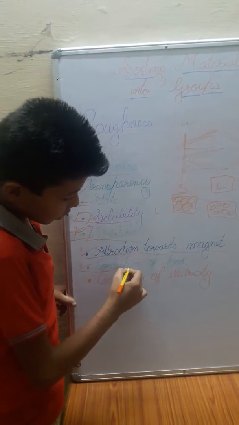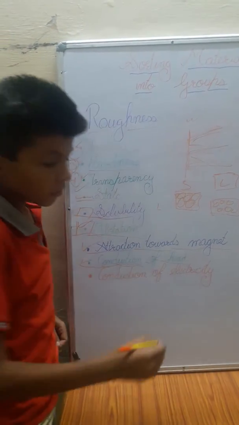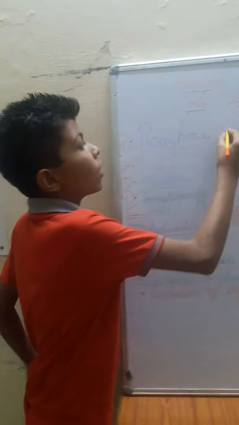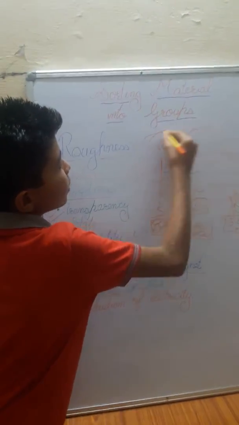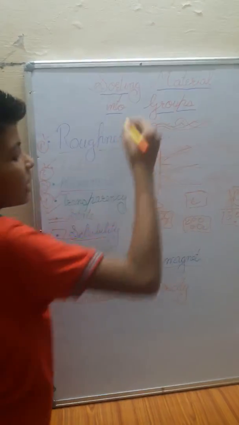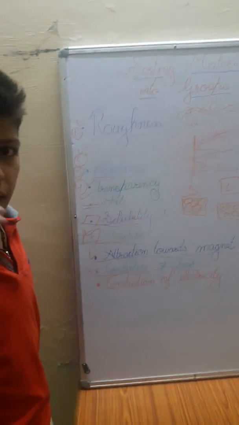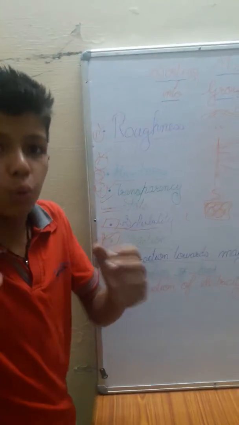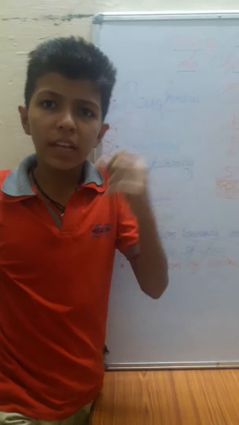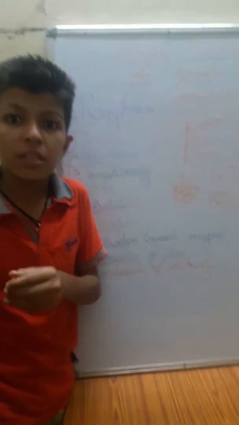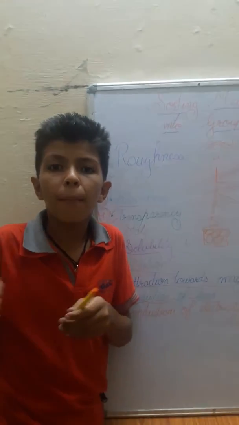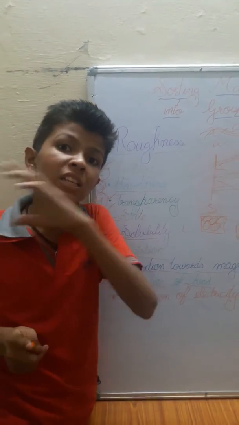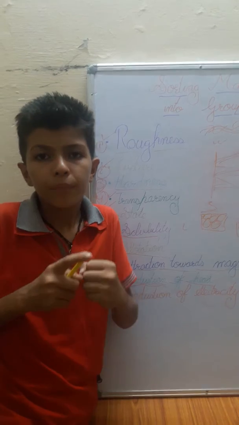Conduction of heat. The materials which allow heat to pass through them easily are known as conductors of heat, and those which do not are known as insulators. As you go to your kitchen, you see most appliances have handles made of wood, plastic, etc., because they are insulators of heat.